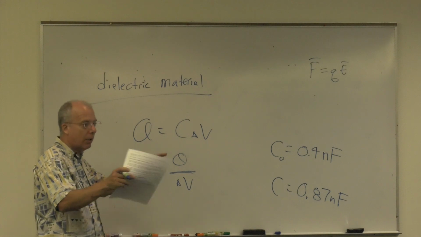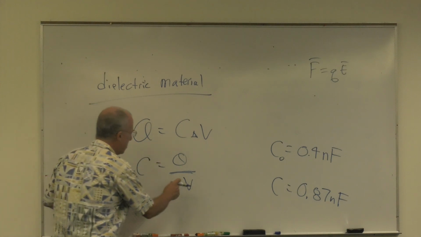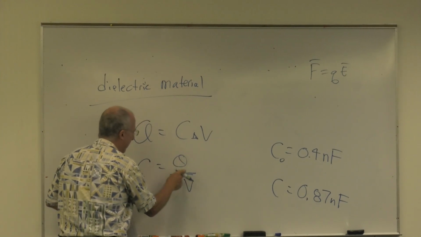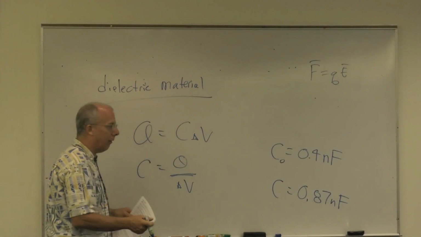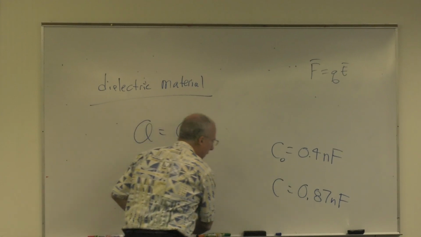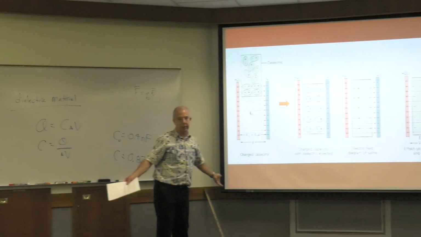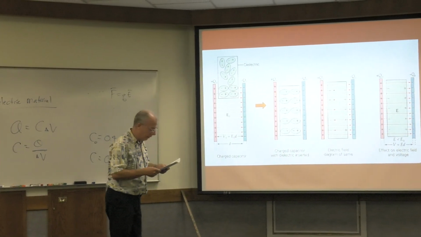We've changed the physical characteristics of the capacitor. So this has gotten smaller. This is the same. If that's the same and this has gotten smaller, what happens to this? It gets bigger, right? So that means that C with the dielectric is larger than C without the dielectric, okay? Like I showed you, all right?